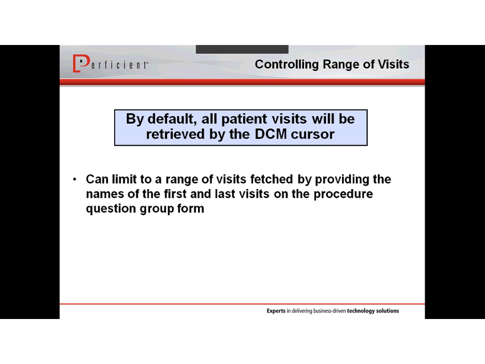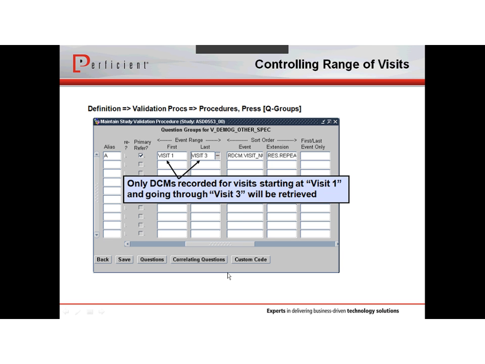By default, as we've discussed before, all patient visits will be retrieved by the DCM cursor. But you may not want to look at all visits. You may only want to look at the first 3 visits, or visit 1, visit 2, visit 3, or maybe the last visit, or maybe the first visit. You can limit a range of visits fetched by providing the names of the first and last visits on a procedure question group form. Again, this is what the form looks like, and the event range is saying I'm going to only retrieve events from visit 1 to visit 3.